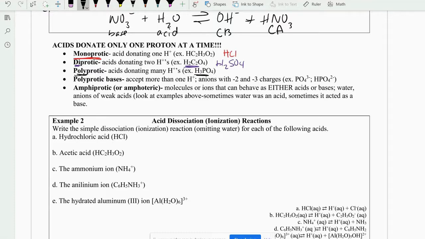Now, we're going to talk about this next definition in a little bit more detail later, but the word amphoteric should be put onto your radar right now. This is a molecule that is going to behave or act as either an acid or a base. And you have already seen some examples where water has done that. So yes, water is indeed an amphoteric molecule. Now, like I said, we'll talk about this in a little bit more detail coming up.